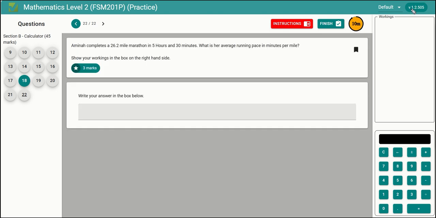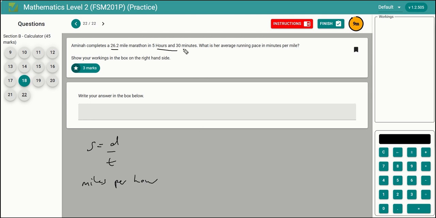Okay, so this final question is quite a challenging one, because you're probably thinking along the lines of, well, pace is to do with speed, so speed is the distance divided by the time. But if we do speed is the distance divided by the time, we will get a speed in terms of miles per hour, and we could turn it into miles per minute, but we don't want miles per minute. We don't want to know how many miles this person does in a minute. We want to know how long it takes them to do a mile.